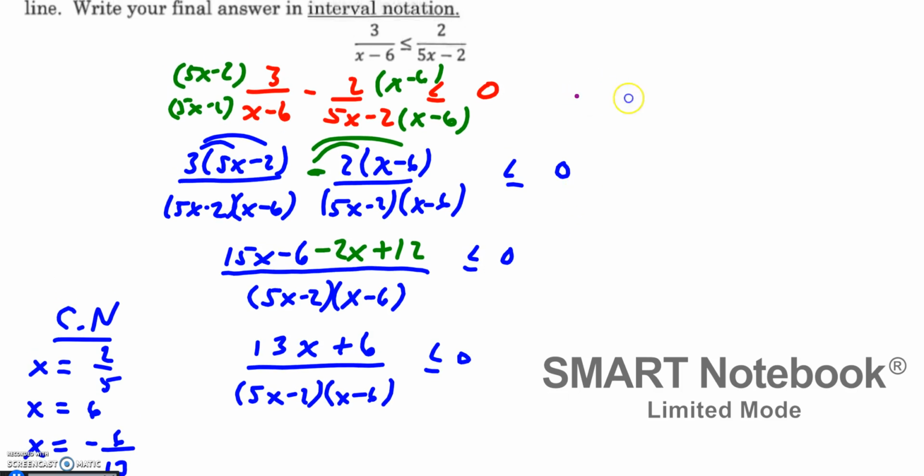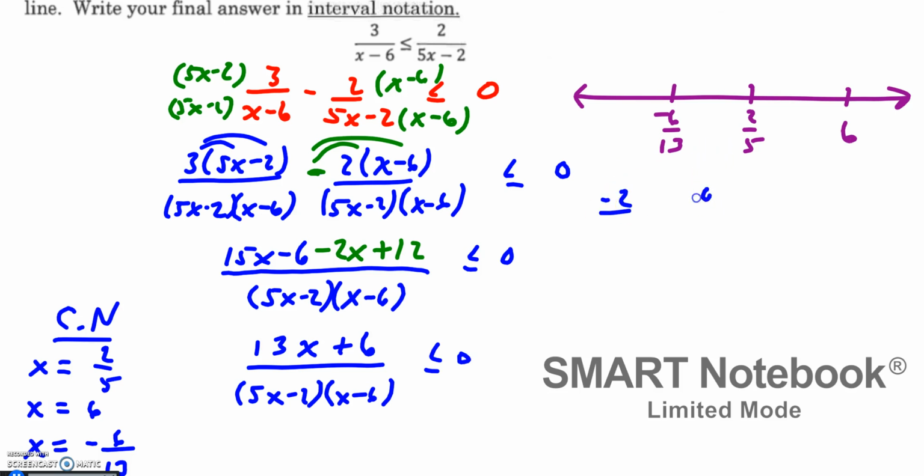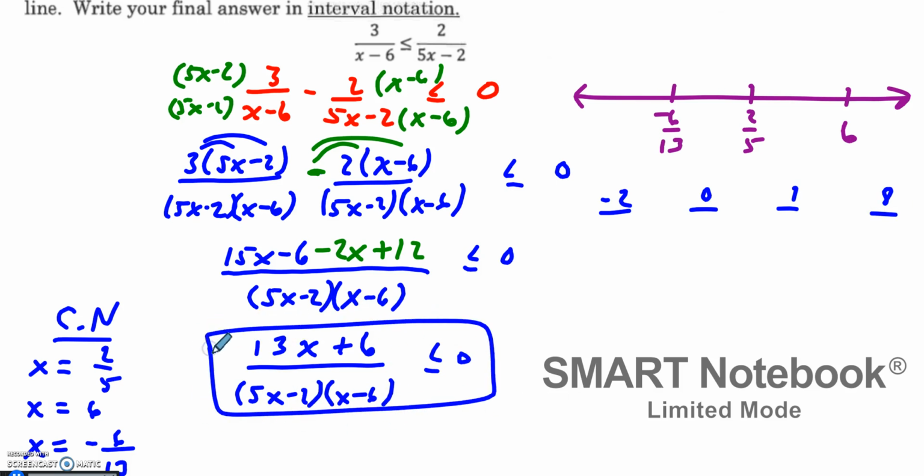And so, if I draw my number line over here, and I put my critical numbers on there, I would have 6, I would have 2/5, and I have negative 6/13. And so I have 4 intervals to check, and the numbers that I will pick for each interval will be the following. I will pick negative 2 for this interval, I will pick 0 for this one, do 1 here, and I'll do 8 here. And I'm going to plug all of these into my most reduced version down here, and we'll think about signs.